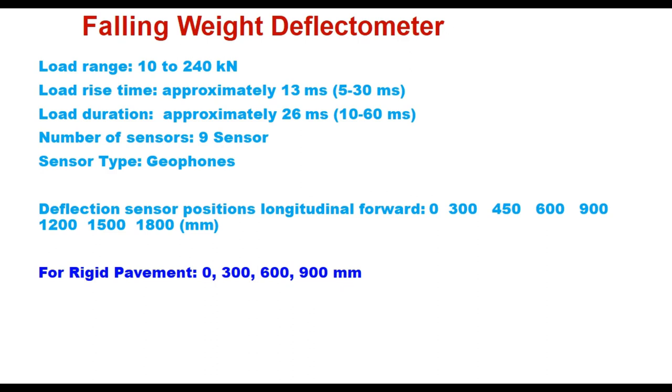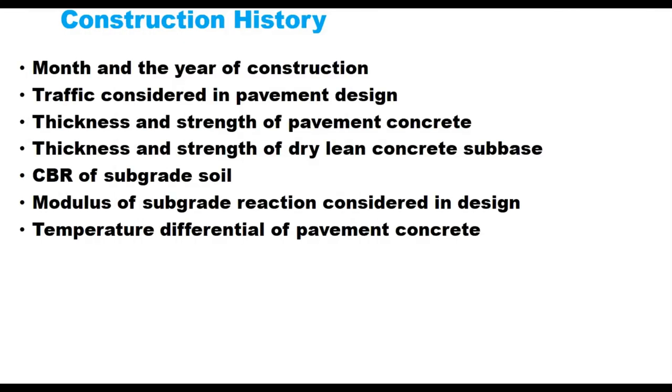The first step for evaluation of a concrete pavement by FWD is to obtain the construction history of the pavement. That includes month and year of the construction, traffic which was considered at the pavement design stage, thickness and strength of pavement concrete, thickness and strength of dry-lean concrete sub-base, CBR of subgrade soil, modulus of subgrade reaction considered in the design, and what was the temperature differential for pavement concrete which was taken at the time of design.